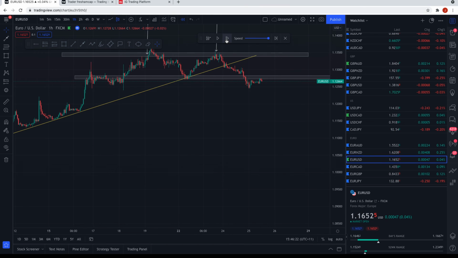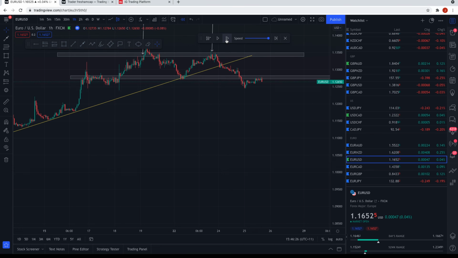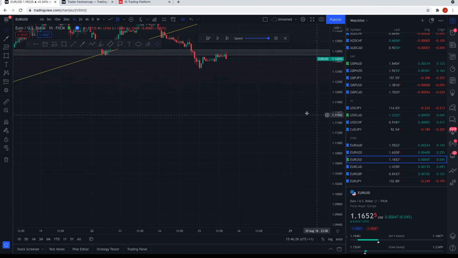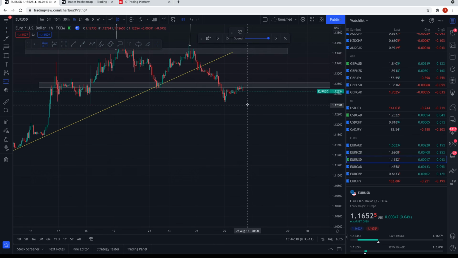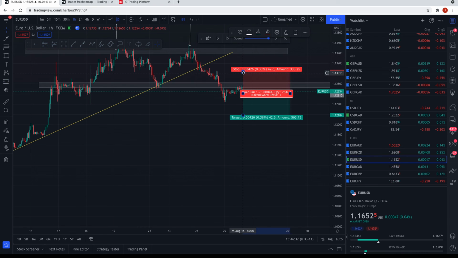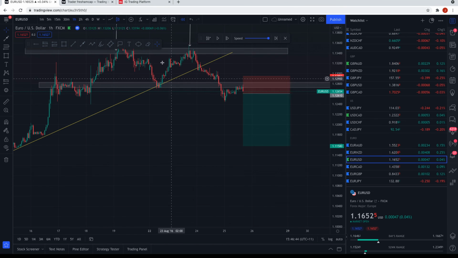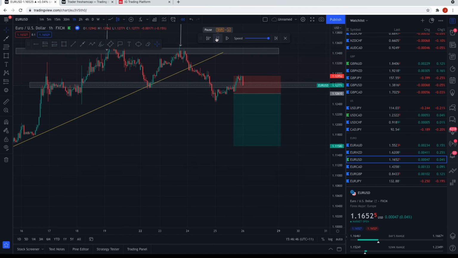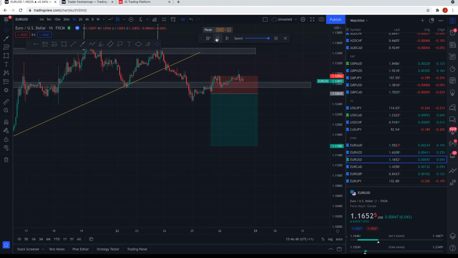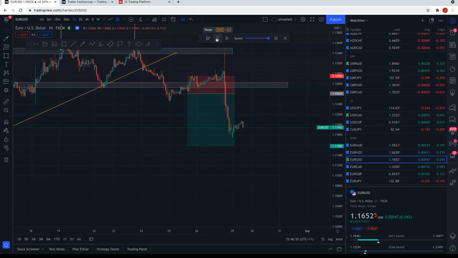Now I just need this rejection. Hopefully we can get it. There we go. That is really nice. So even if this trade loses, I don't care. It's such a nice setup. And I have to take this. 1 to 3. Let's just hope. No, not triggered in. There we go.